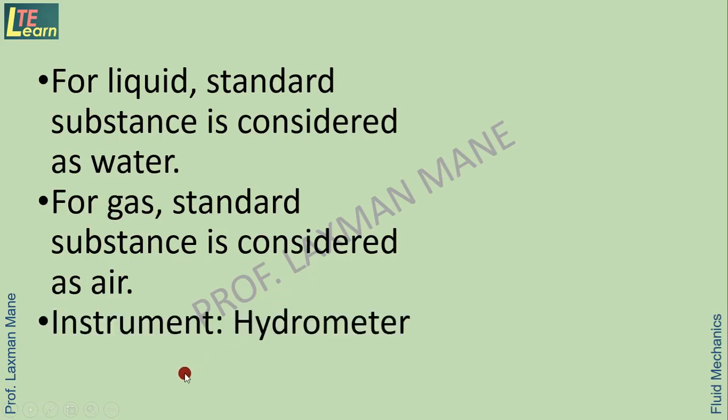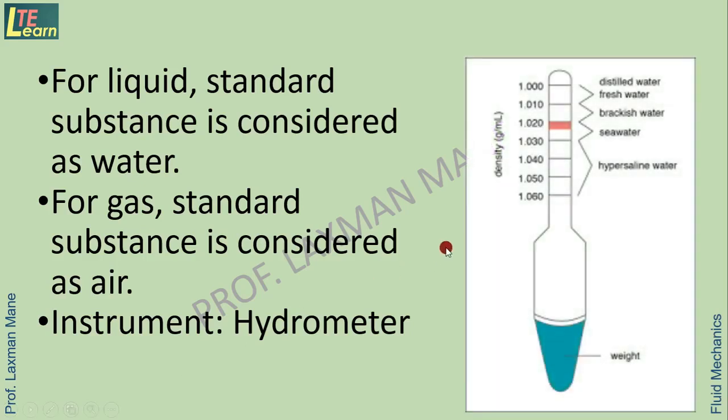To measure specific gravity, the instrument which is used is called a hydrometer. Here we see a scale provided on this hydrometer for the different kinds of water to give the values of specific gravity.